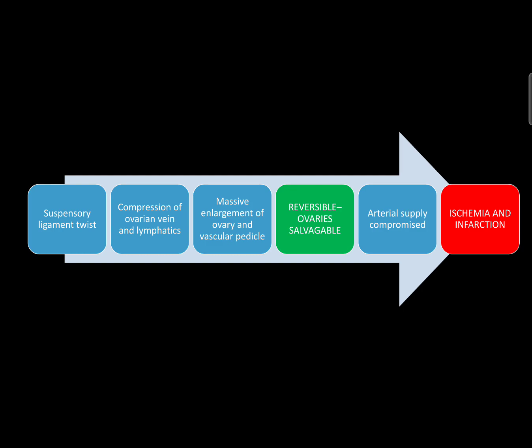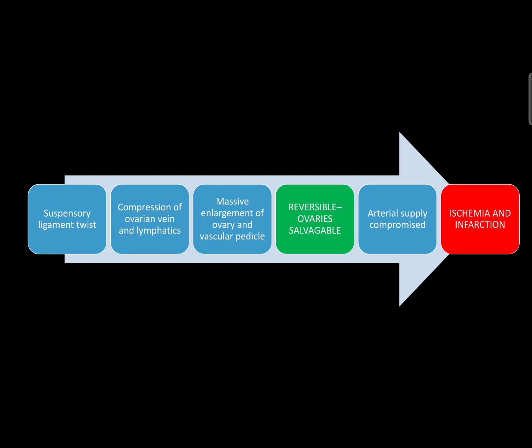The pathology that is seen in ovarian torsion most often starts with the presence of a lead point, which most often is a benign ovarian lesion. And when this torsion occurs, what really happens is that the suspensory ligament of the ovary twists. Because of this twisting, there is compression of the ovarian vein and lymphatics, which in effect leads to a massive enlargement of the ovary and the vascular pedicle.